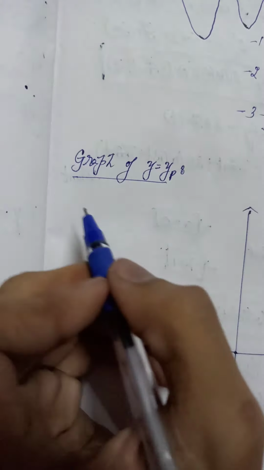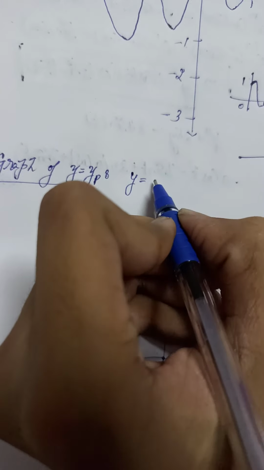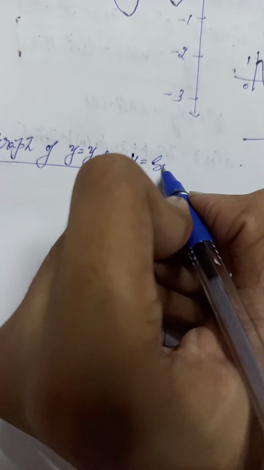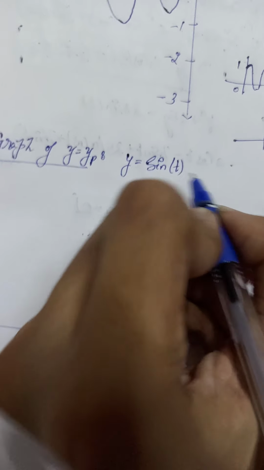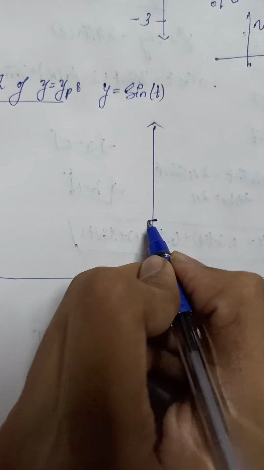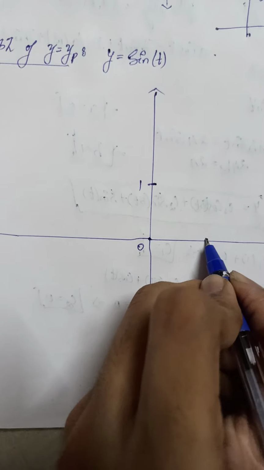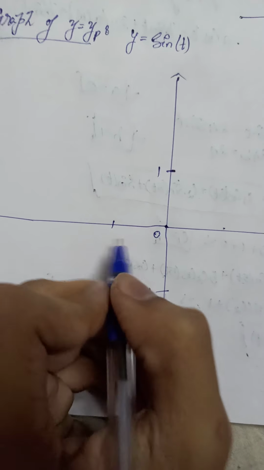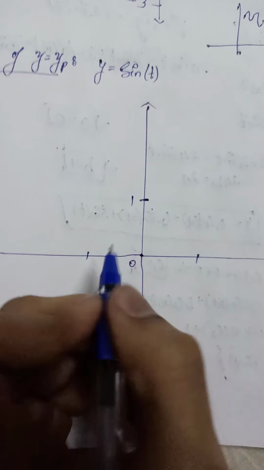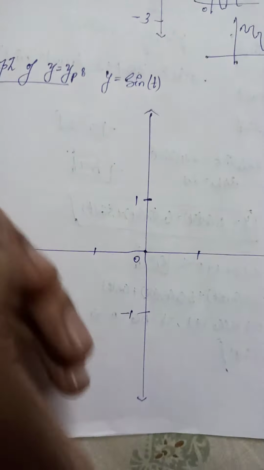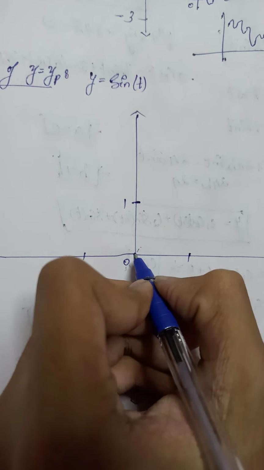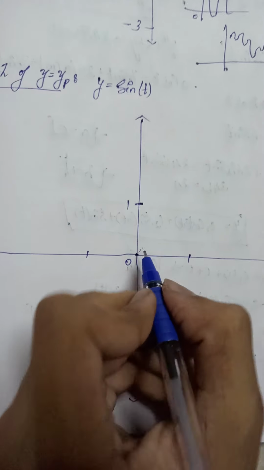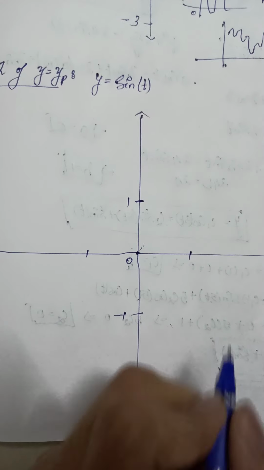And now the second graph is y equal to yp. Yp is, as I remember, sin t, the particular solution. So we have to plot the graph of sin t, which is, I'm sure, quite simple. Most of you would be able to do it. Sin 0 is 0, so you start off here, and then the sine value goes to plus 1, minus 1, and back to 0.